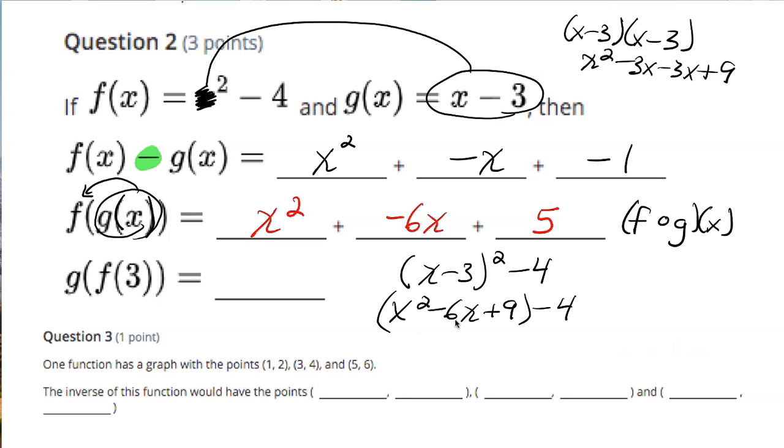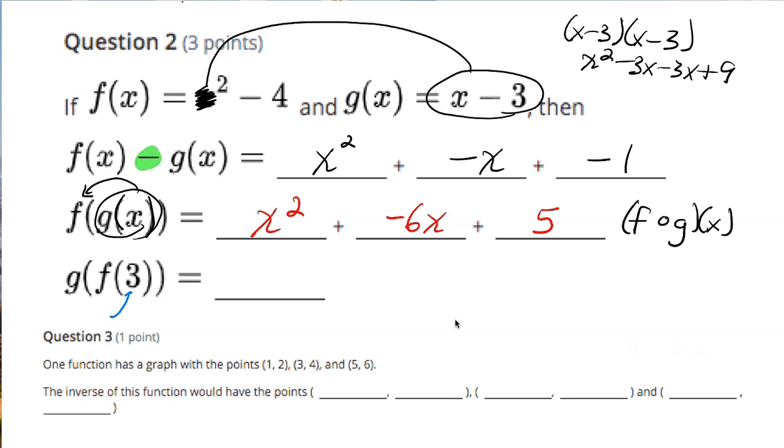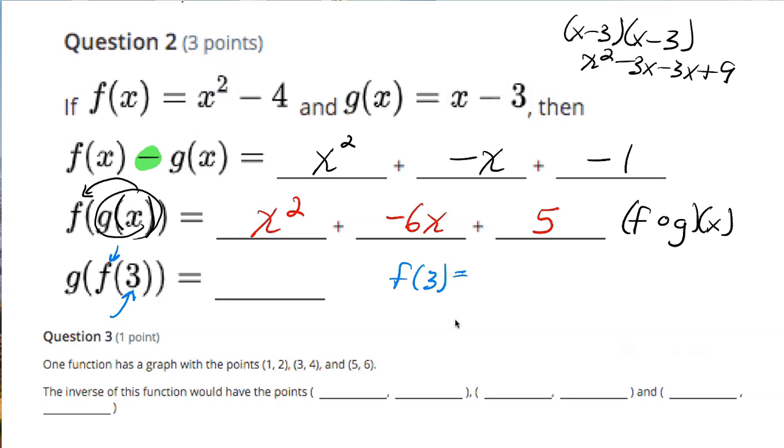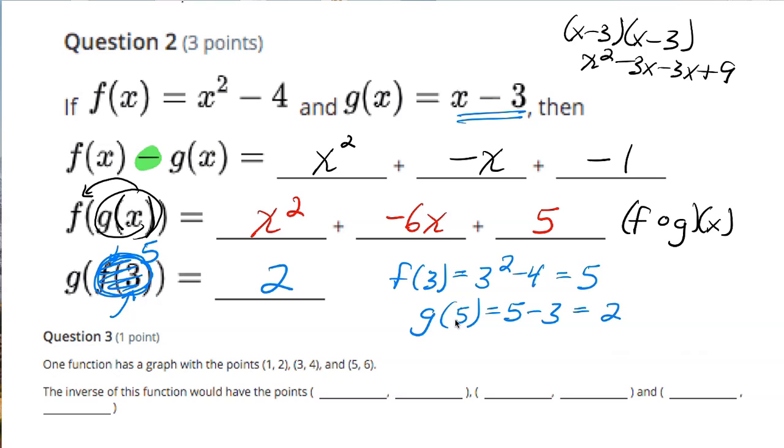And then the next part on number 2, we're going to do another composition of functions. Now we plug 3 into the f function and figure out what that is. So f of 3, plug 3 into the f function. That would be 3 squared minus 4, so that's 5. Once we have that, that basically represents this quantity right here. That's really a 5 now. So we're doing g of 5 now. And g of 5 would be 5 minus 3 using this g function, and we get a 2. So the answer to that third part there is 2.